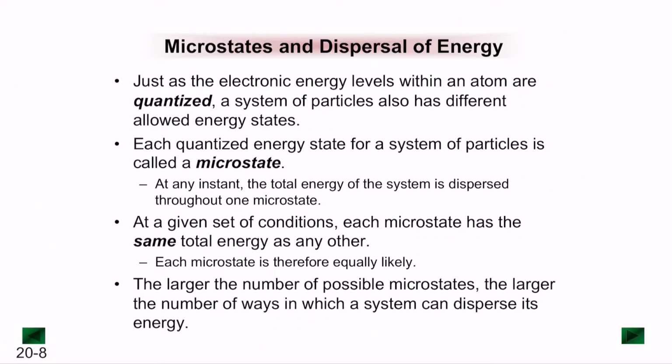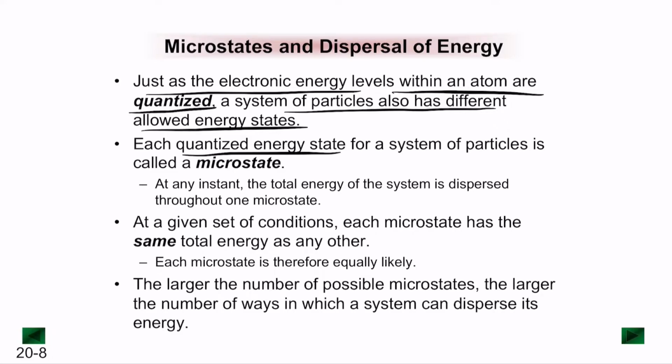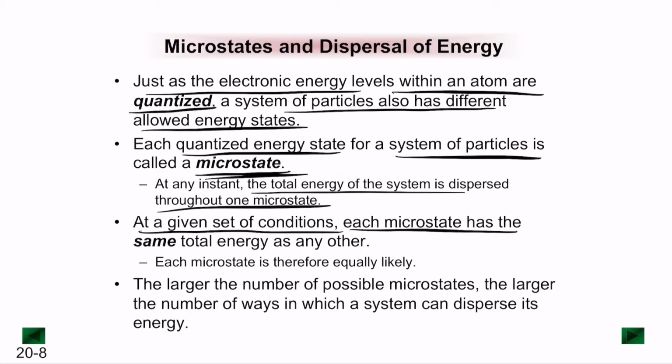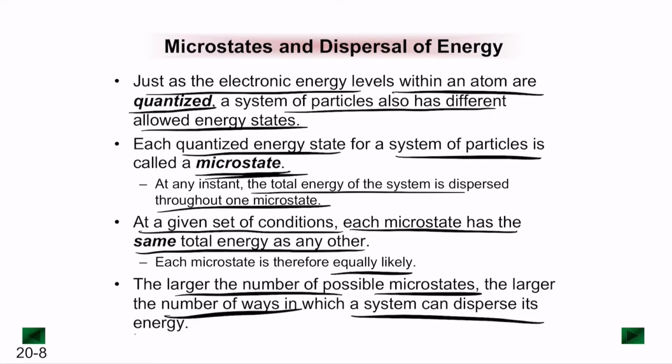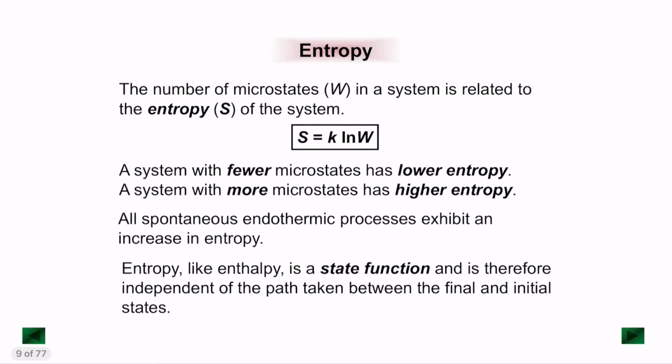So let's talk about degrees of freedom right now. Just as the electronic energy levels within an atom are quantized, a system of particles also has different allowed energy states. Each quantized energy state for a system of particles we call a microstate. At any instant, the total energy of the system is dispersed throughout one microstate. Now, at a given set of conditions, each microstate has the same total energy as any other, so they are equally likely. The larger the number of possible microstates, the larger the number of ways in which a system can disperse its energy. So why do we need to talk about microstates?